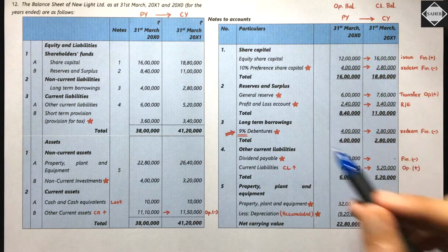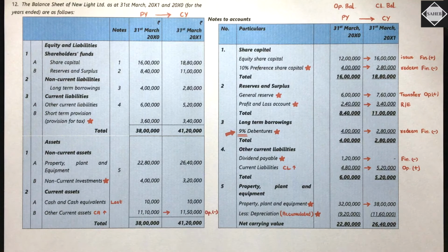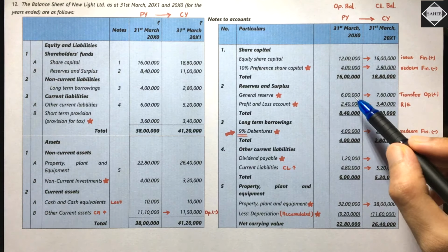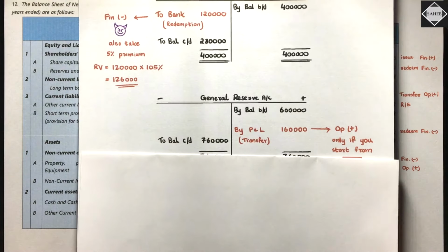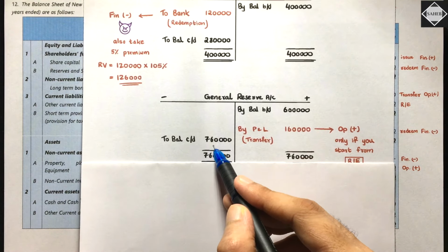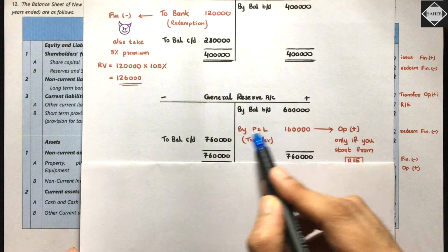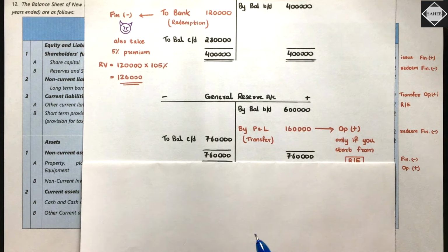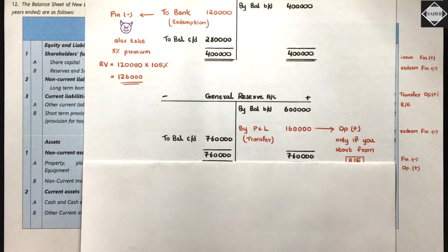We are done with, okay, we have general reserve. So let's just do the general reserve. General reserve is really simple now. 6 lakh opening balance, closing balance is 7,60,000. General reserve has credit balance. Opening balance on the credit side, closing balance on the debit side. 6 lakh and 7,60,000. What's the difference? The difference is 1,60,000. Yeah, that's the transfer that has happened, which we have made out of profit and loss appropriation account, right?